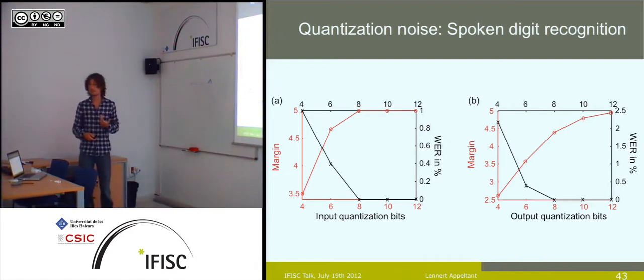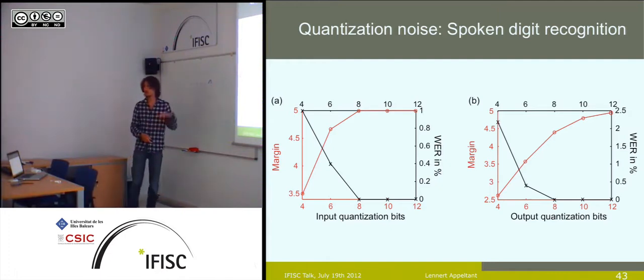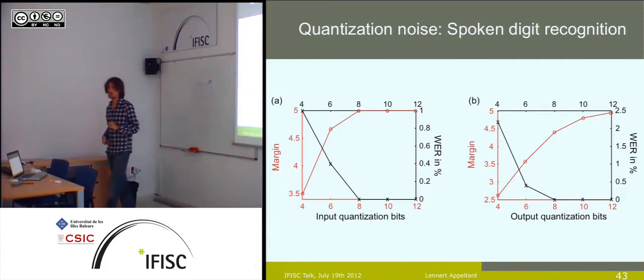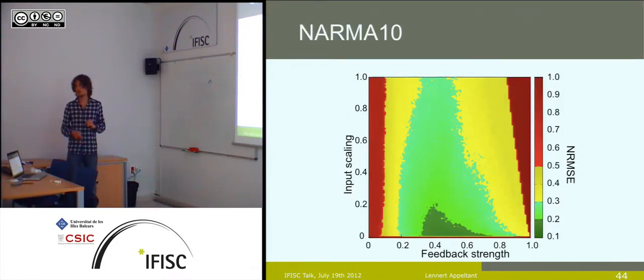Now in the end, for this experiment, we had 10 bits available. So even if the margin decreased a bit, we could still achieve an excellent word error rate and conclude that this task is in fact quite noise robust. Another task that is absolutely not noise robust is the normal 10 task.